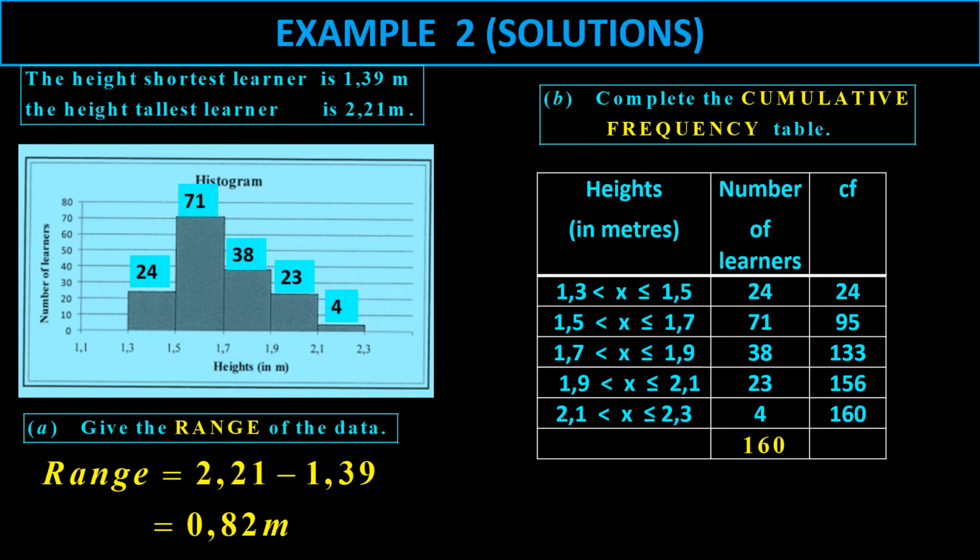Then next we want to complete the cumulative frequency table. So I can see there between 1,3 and 1,5, I've got 24. So there's my 24. And then between 1,5, so I first get all my intervals. There's my first interval, my second interval, my third interval, my fourth, and my fifth. And there I've got the corresponding frequencies, 24, 71, 38, 23.